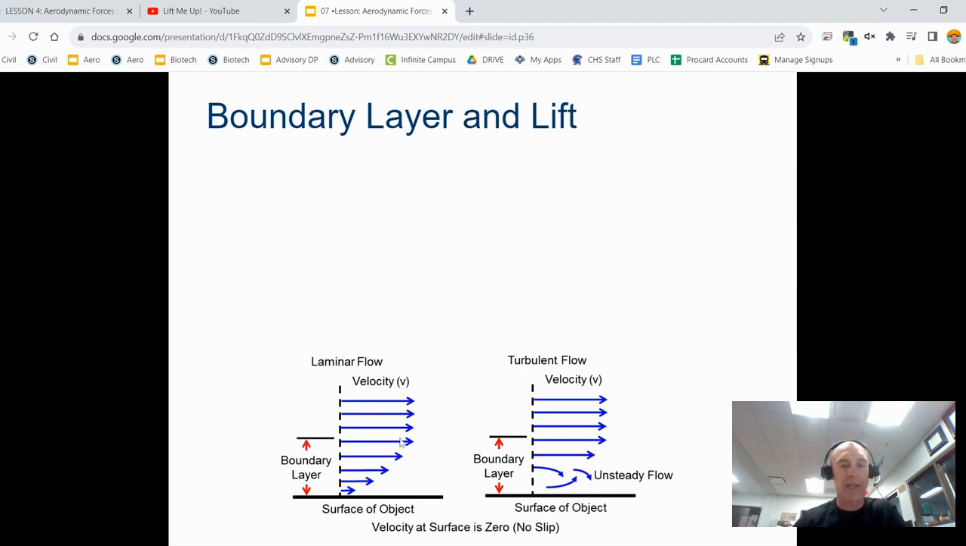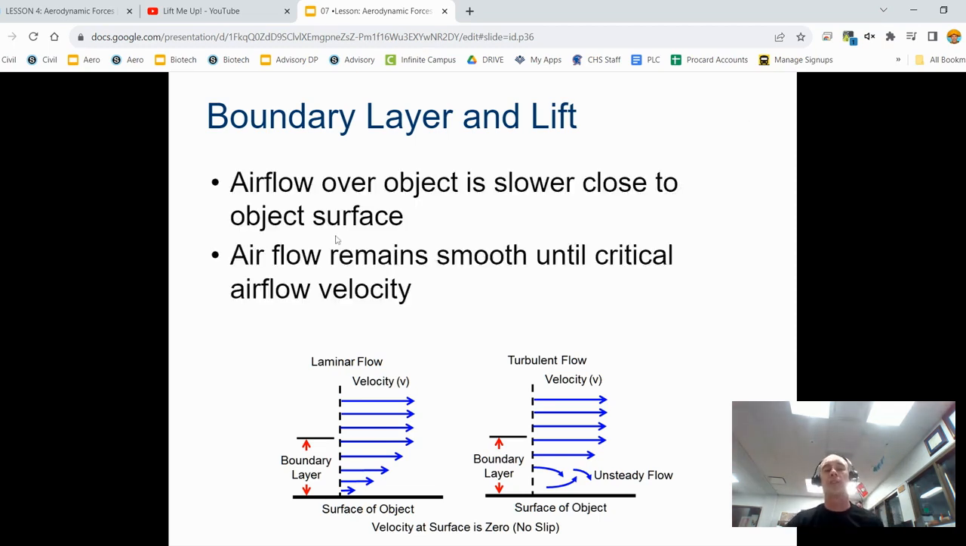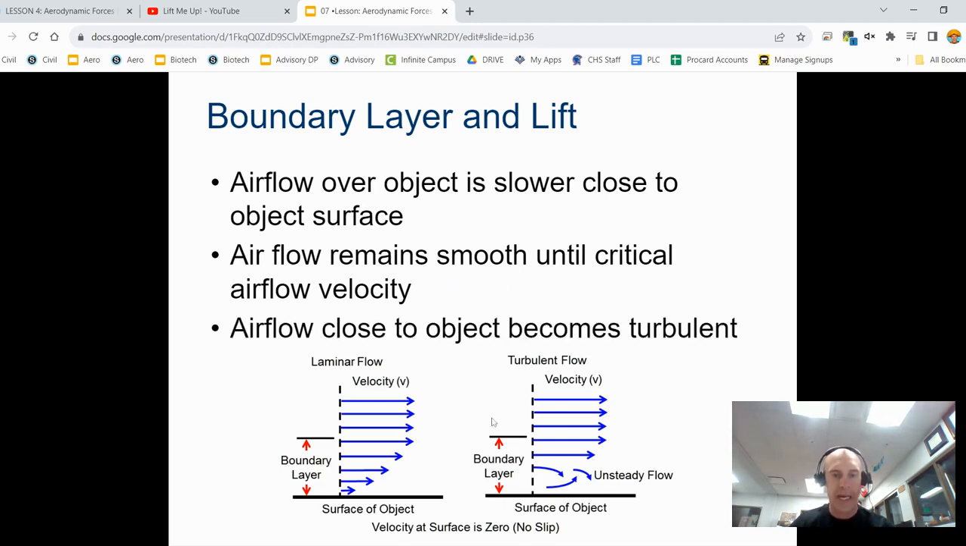Laminar flow is when everything moves equally smooth, but once we have a variation in velocity, we get a little bit of turbulent flow. You can see there's no pencil mark here, so it's not something that I need you to note down. I'm just giving you a little bit more information here. So we want the airflow to remain smooth until we get this critical airflow velocity, but it does end up slowing down and it causes a little bit of turbulence, which can affect the performance of the wing.